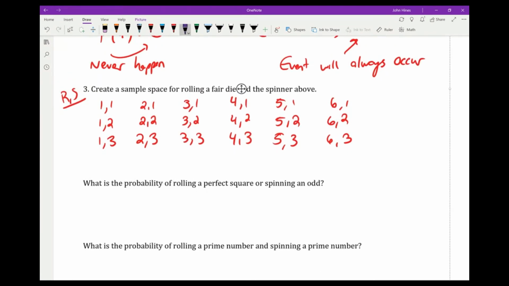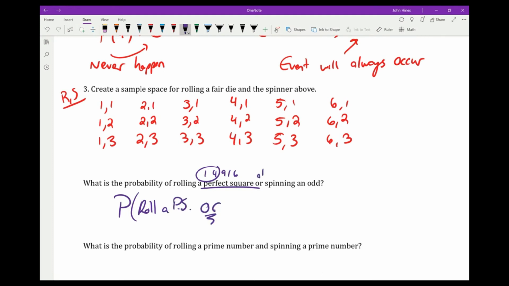So let's find a probability here. What is the probability of rolling a perfect square or spinning an odd? Well, perfect squares are 1, 4, 9, 16. So roll a 1 or 4, roll a perfect square. Or, so that's an at least 1. I need something to be true, the first part or the second part. So I need to roll a perfect square or spin an odd.